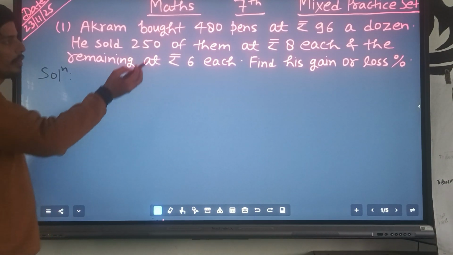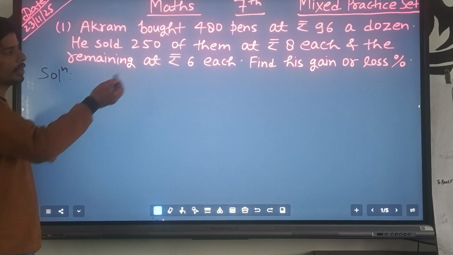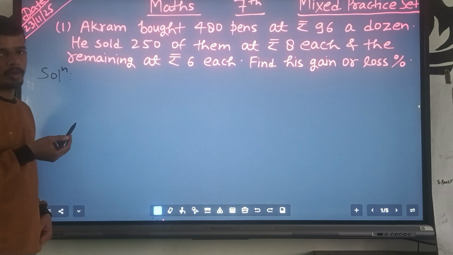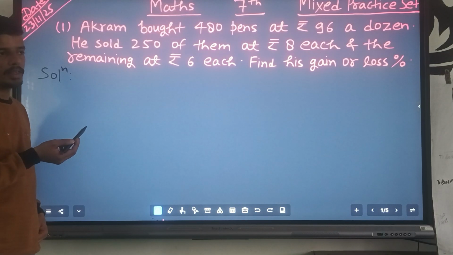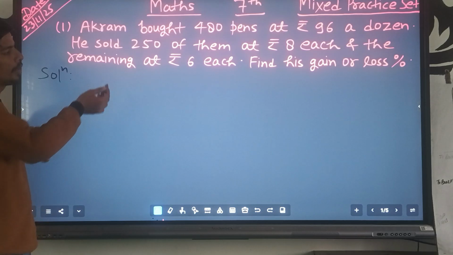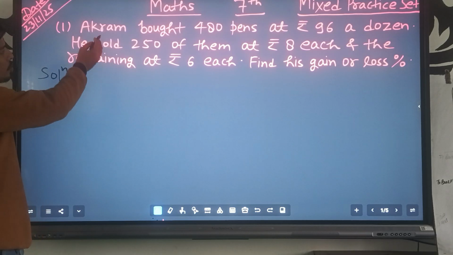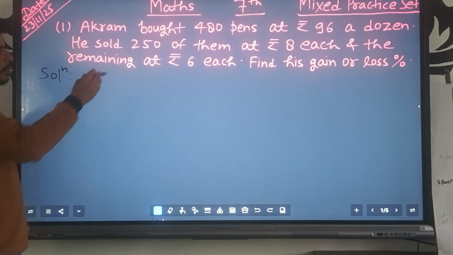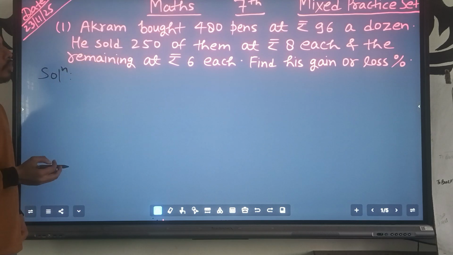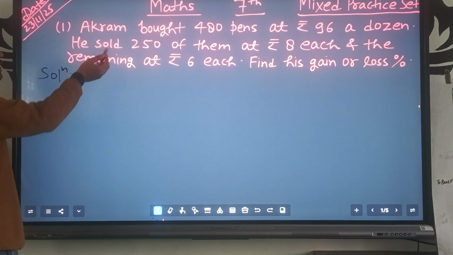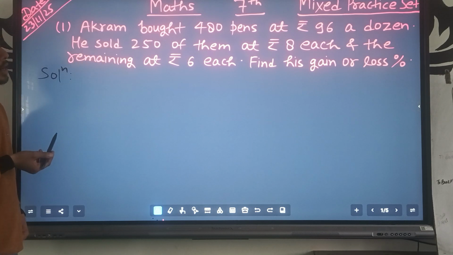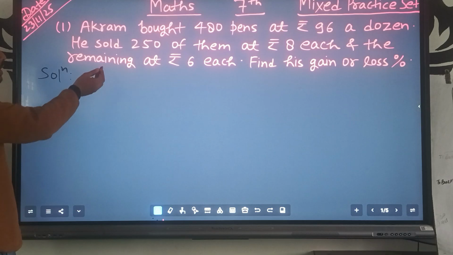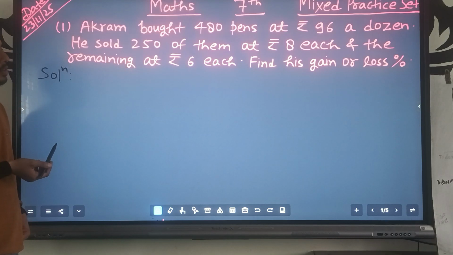In this class, we will take a mixed practice set related to profit percent, loss percent, simple interest, and the unitary method. Our first question is related to the topic gain or loss percent. Akram bought 480 pens at rupees 96 a dozen. He sold 250 of them at rupees 8 each and the remaining at rupees 6 each. Find his gain or loss percent.